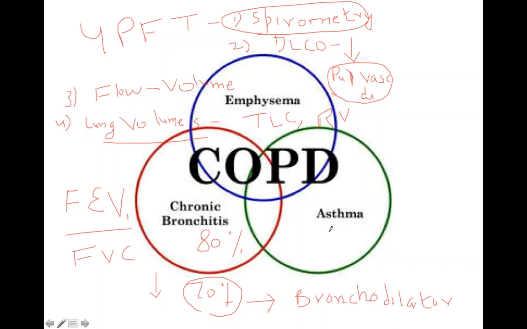So, bronchodilator test, we give the patient albuterol or terbutaline, and if there is increase in FEV1 by more than 12%.